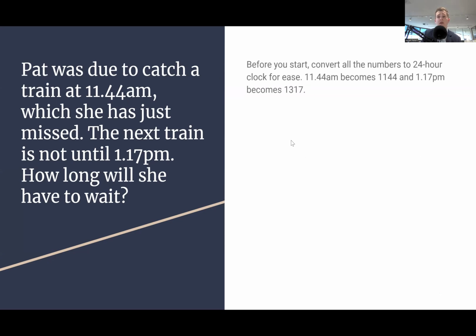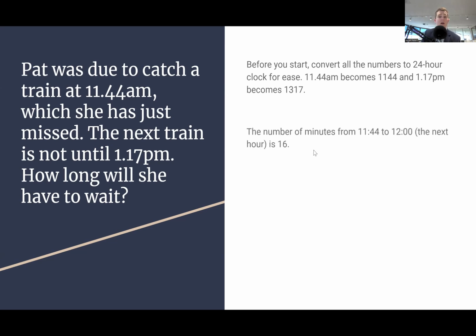Before you start, the easiest thing to do, a bit of a hint from Mr. Peters, is to convert all the times to 24-hour time. So 11:44 a.m. becomes 11:44, and 1:17 p.m. becomes 13:17. Now, a hint for converting from PM time, so afternoon, to 24-hour time is to do whatever it says in PM. So 1:17, add 1200. So 1200 plus 1:17 gives you 13:17.